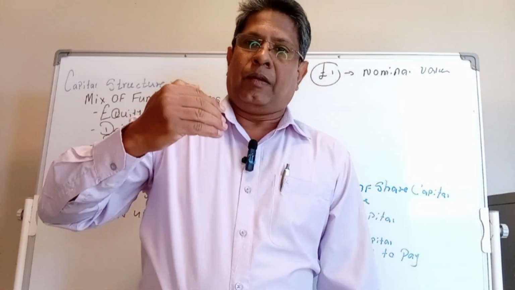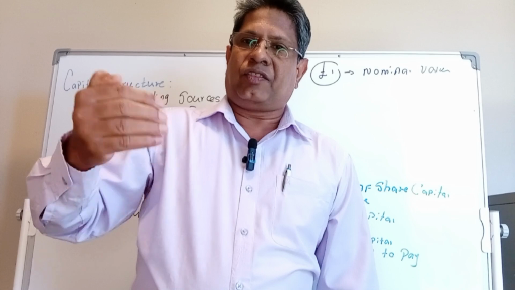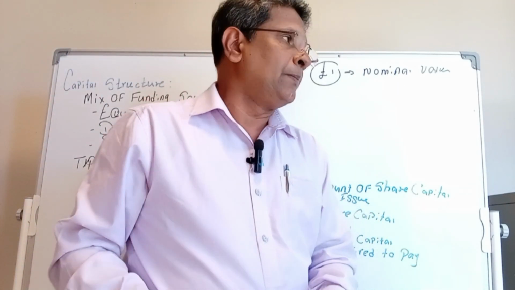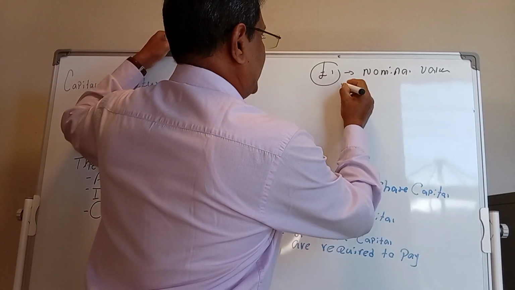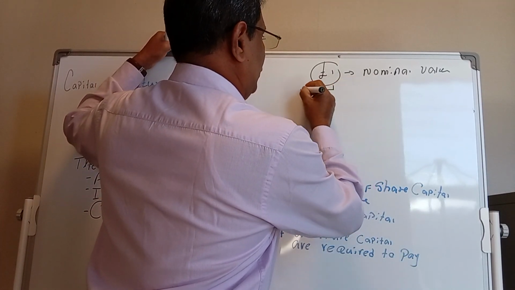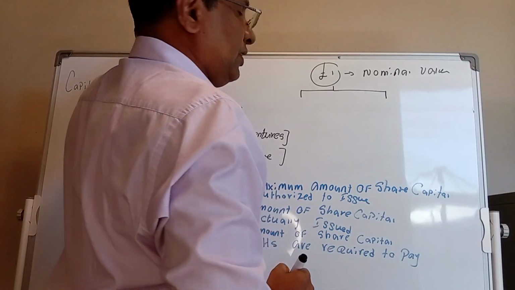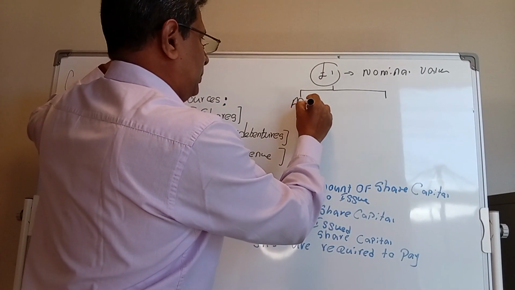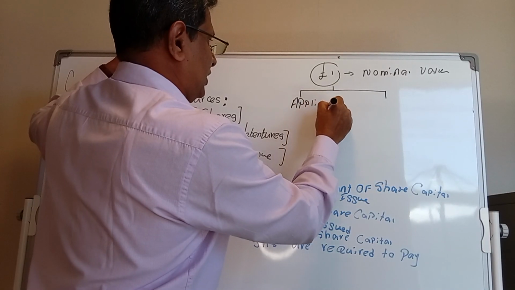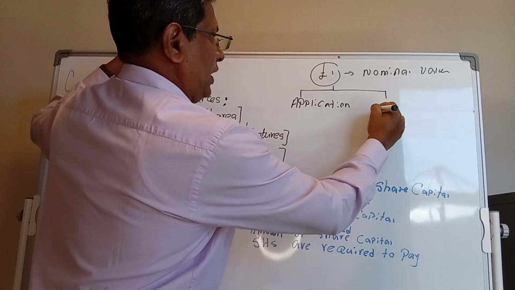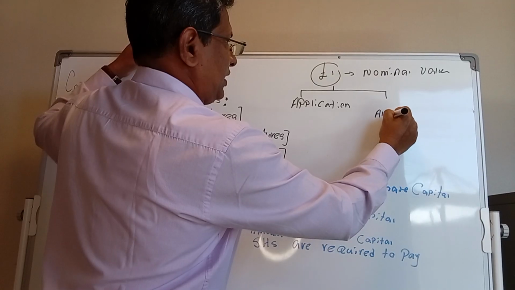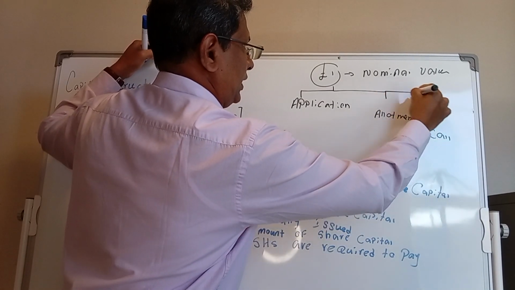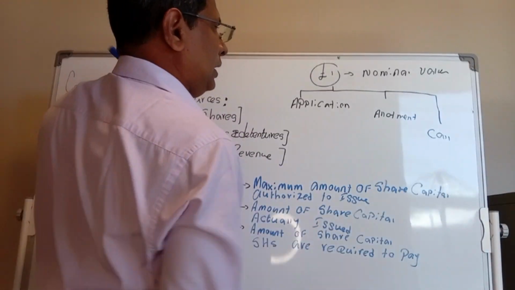Based on the necessity, based on the requirement, how the company has planned to acquire the finance, they will break this down into different stages. This nominal value may be broken down into different stages. There should be an application stage, an allotment stage, and a call stage.